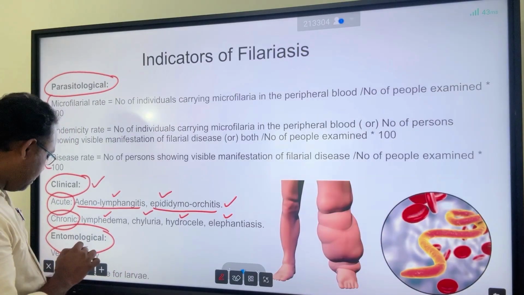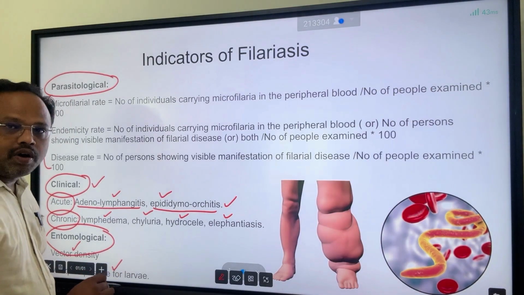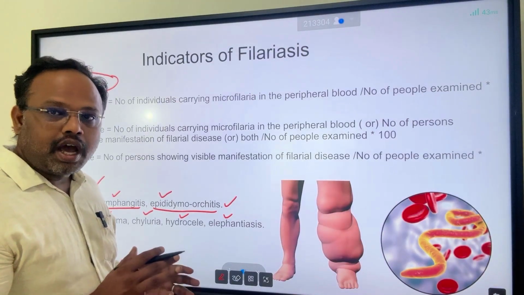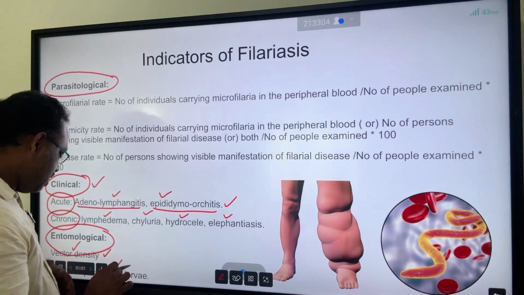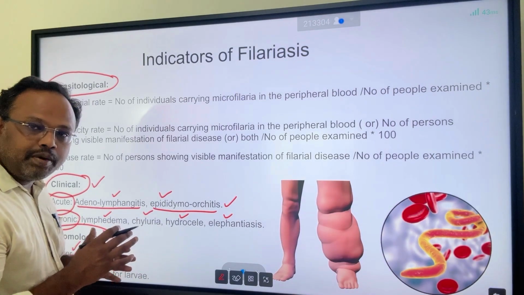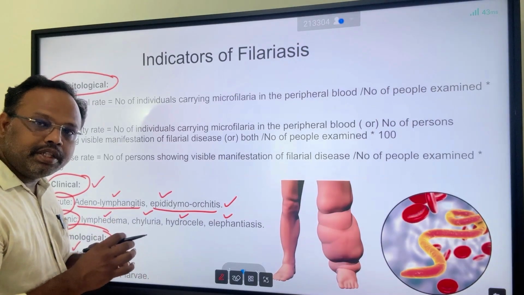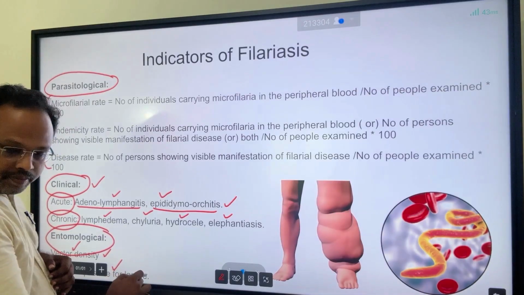The entomological indicators are the vector density and the mosquitoes positive for larvae. The density can be measured by man catch hours and man bite hours. So we can use those indicators for vector density, and for mosquito positivity, the denominator will be Culex mosquitoes examined, and the numerator will be the presence of the filarial agent in the mosquito.